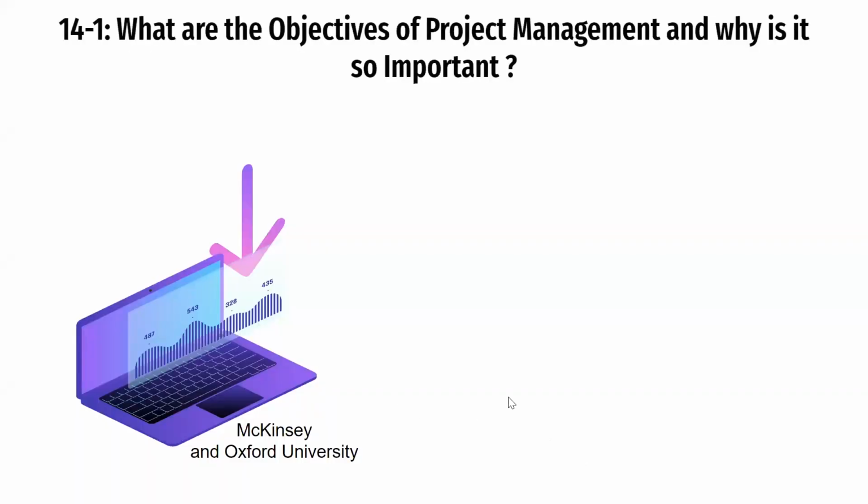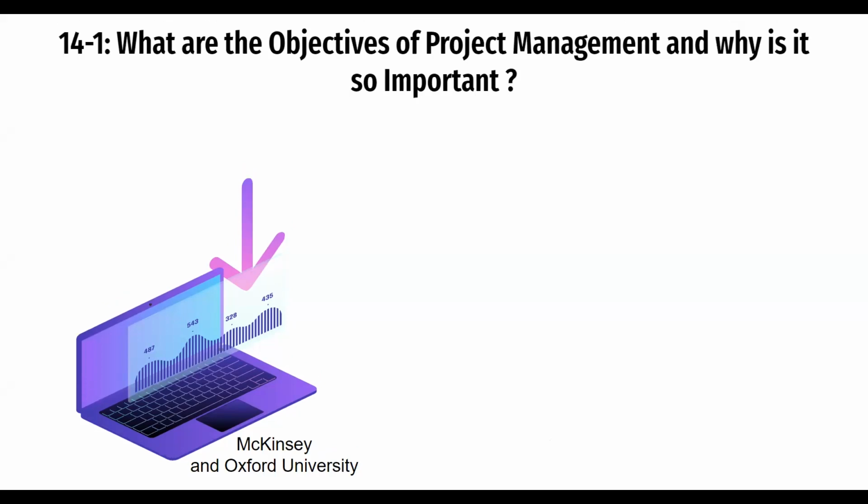So to start with our point 1 of chapter 14, the objectives of project management and why is it important. So there's a very high failure rate, according to the book, among information systems projects. In nearly every organization, information systems projects take much more time and money to implement than originally anticipated, or the completed system does not work properly.